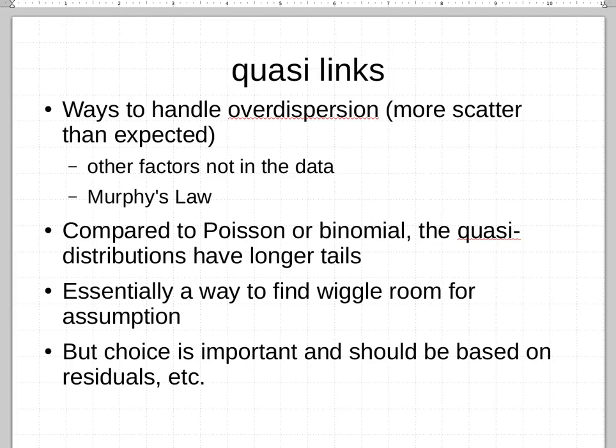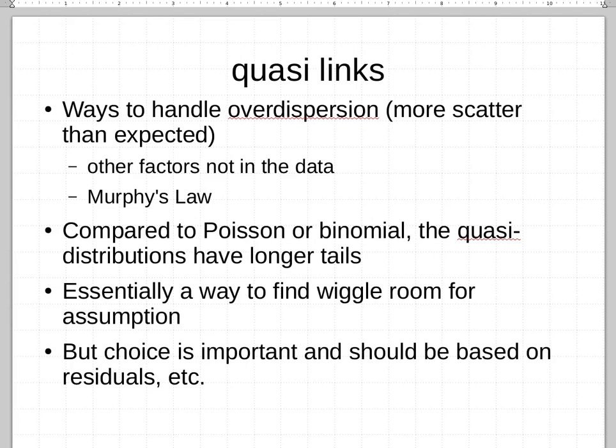There's something else going on. And so there are these approaches to modifying the distribution, where we can change the Poisson or the binomial distributions that allow them a longer tail, essentially, to give ourselves some wiggle room to better fit the data, using a distribution that you can prescribe in your statistical model.